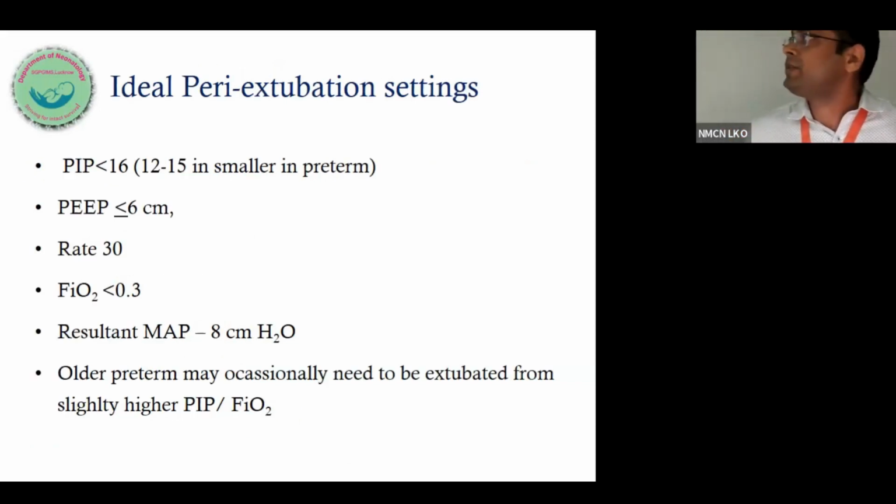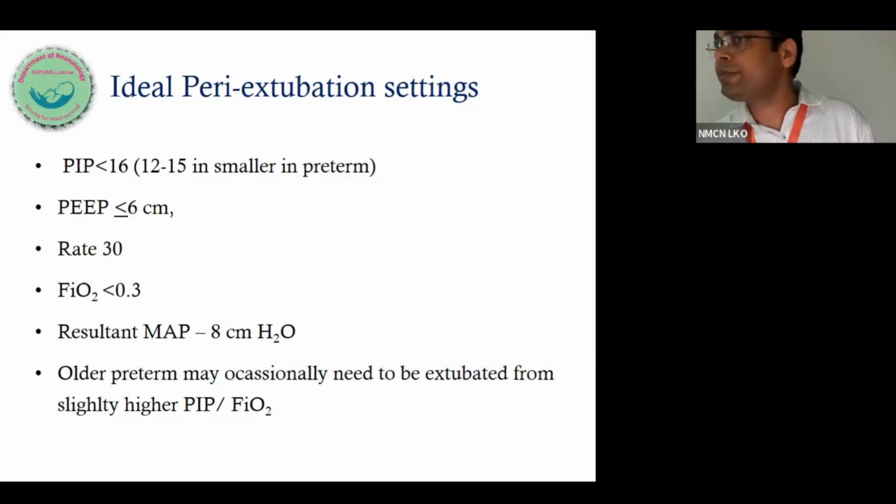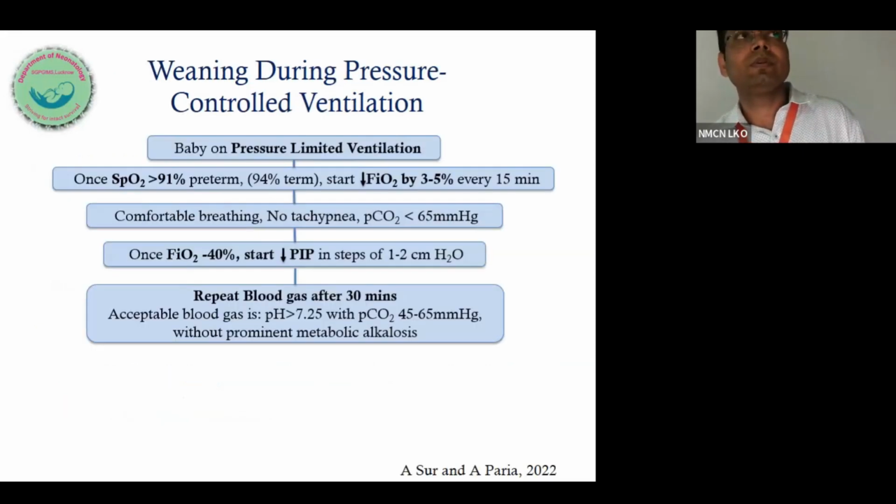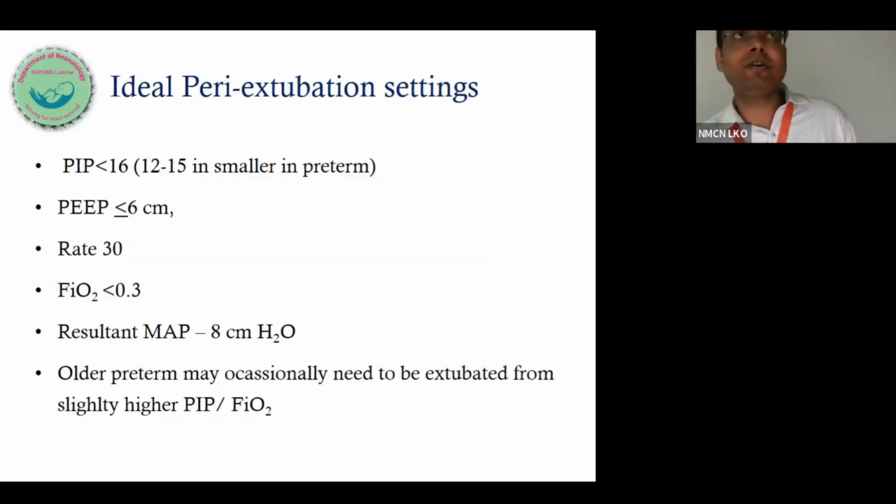So the ideal peri-extubation settings include a PIP of 16, which can be even smaller in preterm babies, between 12 to 15. PEEP should be less than 6 centimeters, and rate should be around 30. FiO2 should be around 30%. The resulting MAP for term babies should be 8 centimeters of water, and for preterm babies it should be 7 centimeters of water. Some babies with BPD might need to be extubated from higher settings.